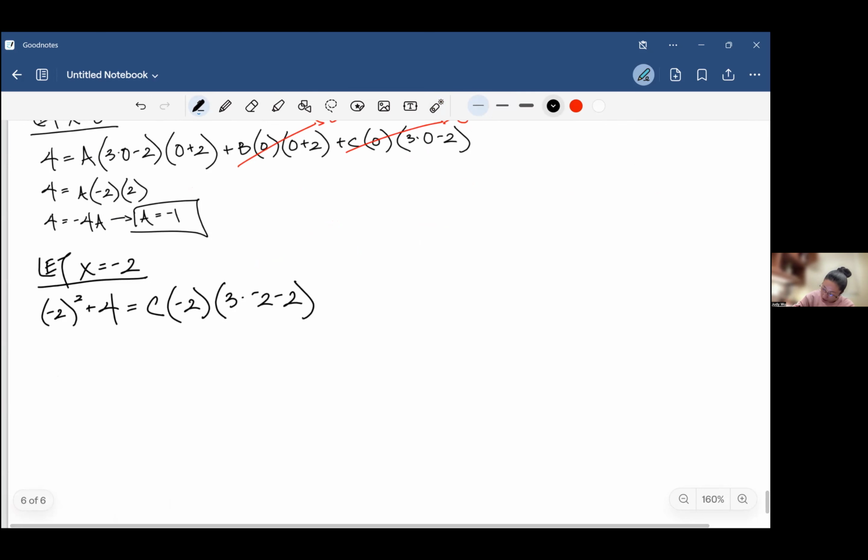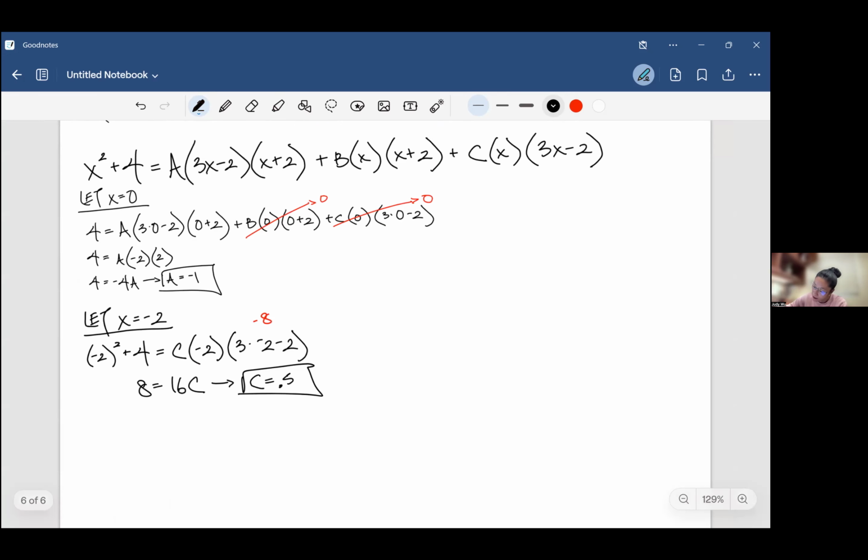And this gives us 4 plus 4 is 8. And then what does this give us? Negative 6 minus 2 is negative 8. And so I end up with 16c, or c equals 0.5. Okay. So it's okay if you want to use a fraction or a decimal there, but you could also leave it as a fraction if you like.